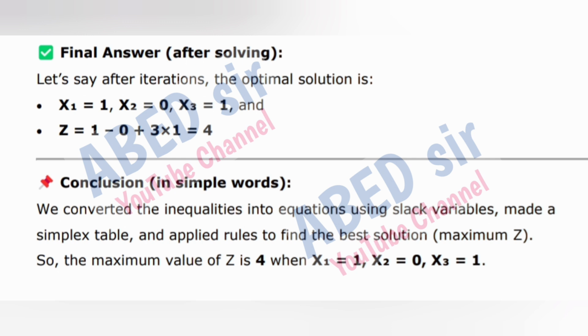Final answer after solving. Let's say after iterations, the optimal solution is x1 is equal to 1, x2 is equal to 0, x3 is equal to 1 and z is equal to 1 plus 0 plus 3 times 1 equals 4. Conclusion. In simple words, we converted the inequalities into equations using slack variables, made a Simplex table, and applied rules to find the best solution, maximum z. So, the maximum value of z is 4 when x1 is equal to 1, x2 is equal to 0, x3 is equal to 1.